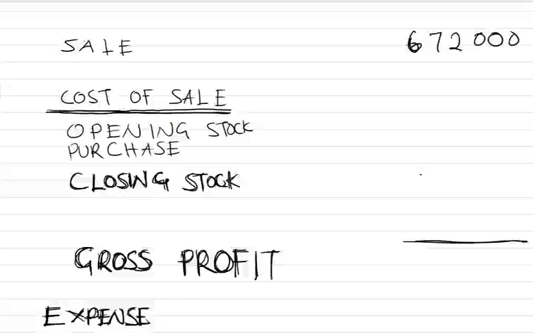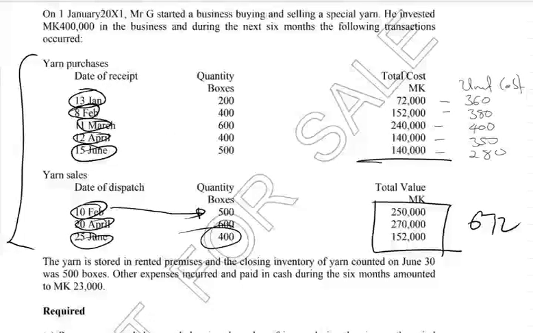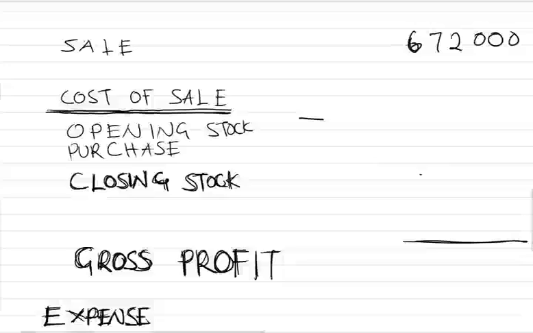Now to find cost of sales or cost of production, we're going to say opening inventory. There was no opening inventory. There will be a dash. What is the purchase? So we're going to see how much did they spend on the purchases. So as to find the purchase figure, we are going to add the figures on the purchases, right? The total cost. So we're going to add 72,000, 152,000, 240,000, 140,000, 140,000. The figure we should find is 744,000. So this is the purchases. So we're going to go there and write 744,000.